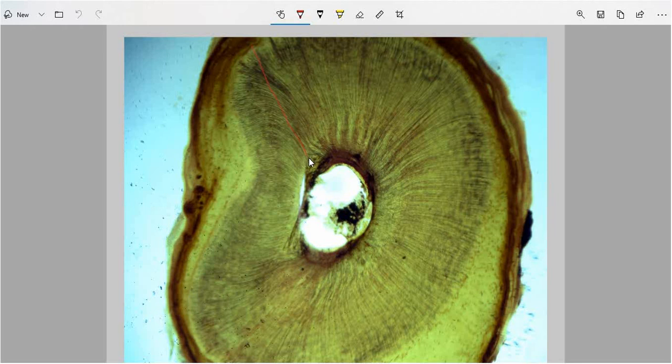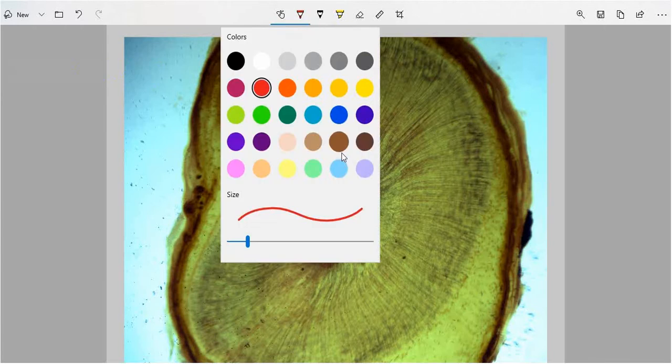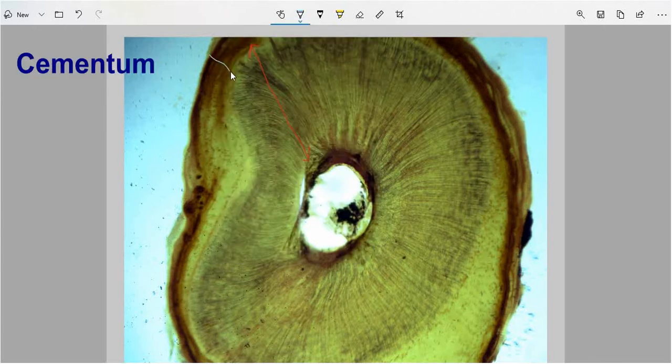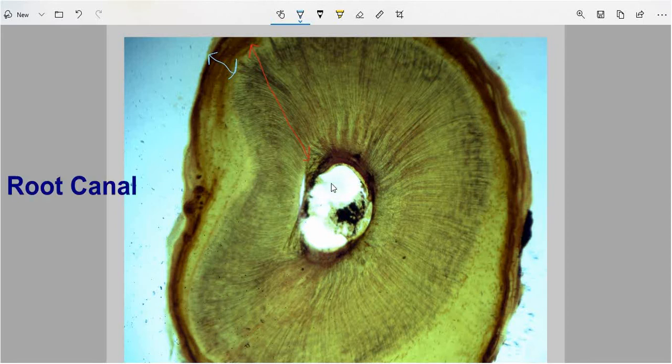This complete part is the dentin, and this part is the cementum. And this central hollow part is the root canal, also known as the pulp canal.